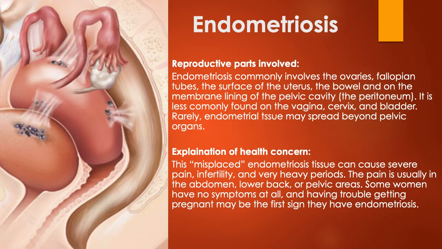All right, let's talk a little bit about endometriosis. Endometriosis does involve the ovaries, fallopian tubes, the surface of the uterus, the bowel, and the membrane lining of the pelvic area, also known as the peritoneum. It is less commonly found in the vagina, the cervix, or the bladder, and very rarely do we find it spread outside of the pelvic organs. This endometrial tissue can cause severe pain, infertility, and very heavy periods in women.